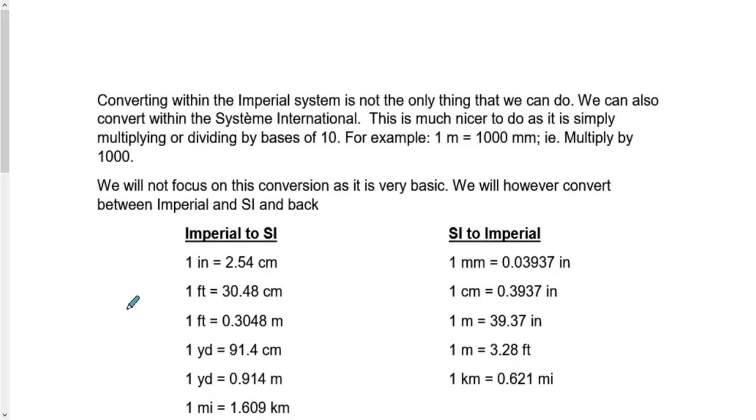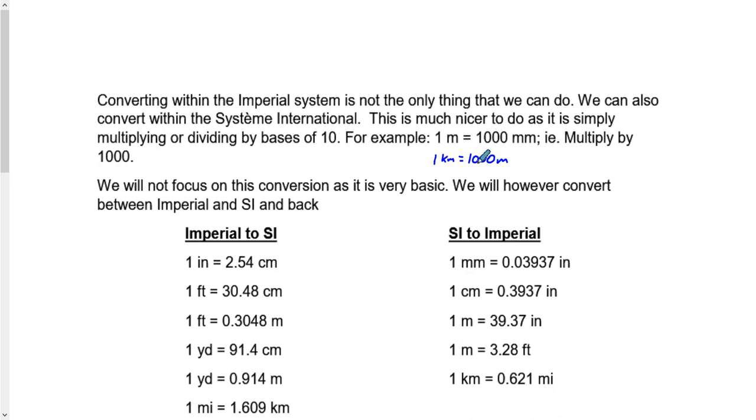Now, converting within the Imperial System is not the only thing that we can do. We can also convert within the System International. The reason why the System International is technically a superior unit is because it's much nicer to do. It's simply multiplying or dividing by bases of 10. For example, 1 meter is 1,000 millimeters, or 1 kilometer is 1,000 meters.